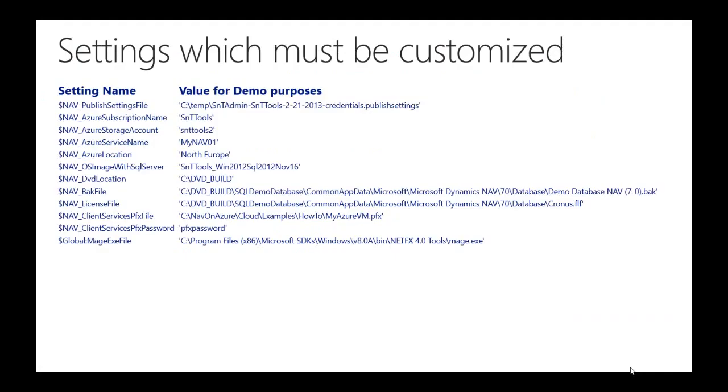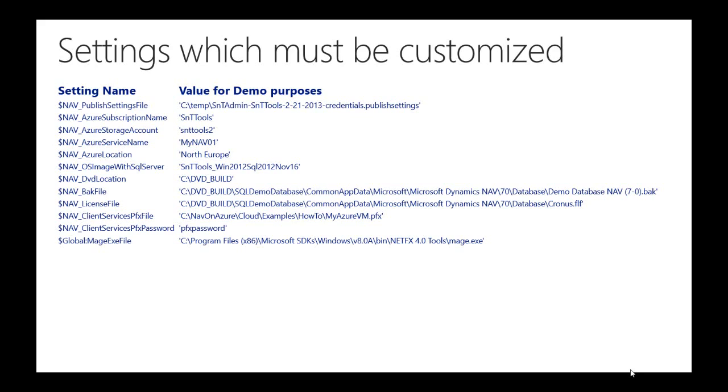On this slide you can see a list of the settings which I have customized for our demo. Let's take a look at each one. The Nav publish settings file parameter refers to where you have placed the publish settings file, which was downloaded when preparing your PC with the necessary tools in order to deploy Nav on Azure using the PowerShell ISE. For details about how to prepare your machine, see my previous video titled How Do I Get Started with Provisioning Tools for Azure.